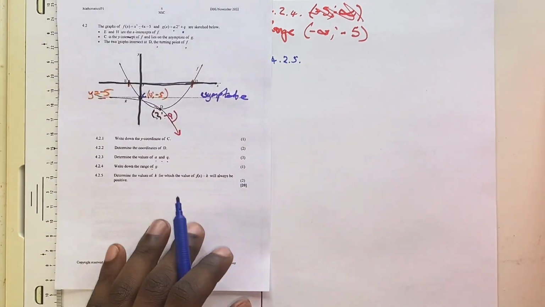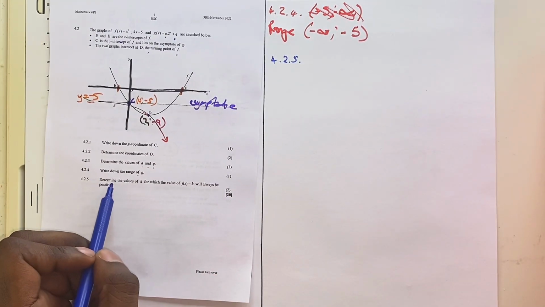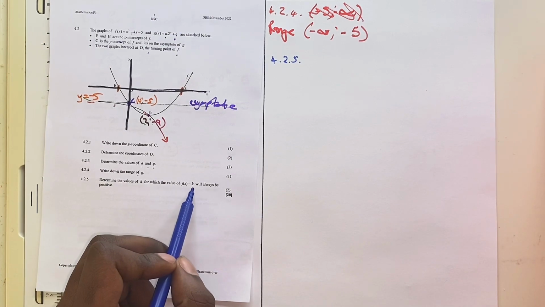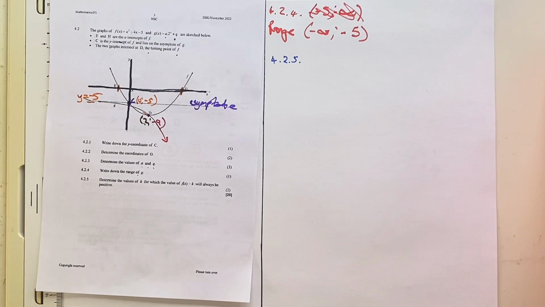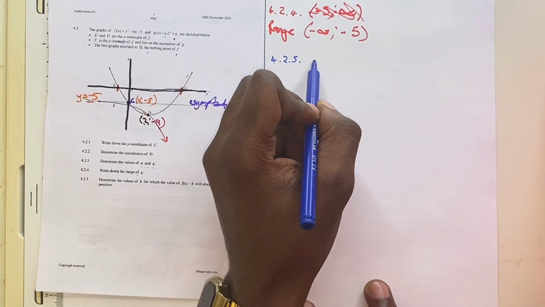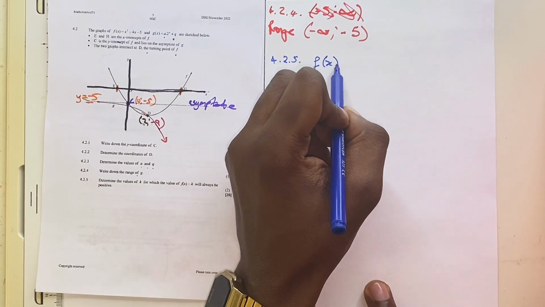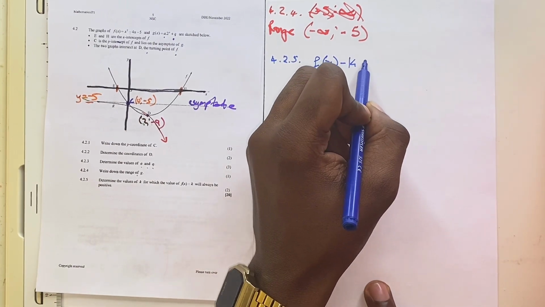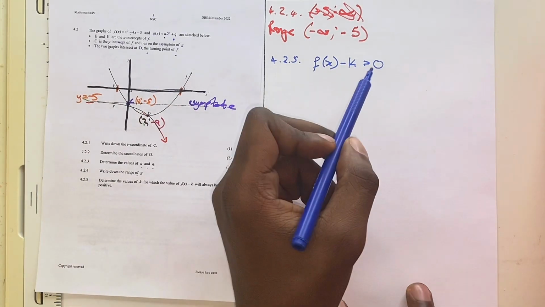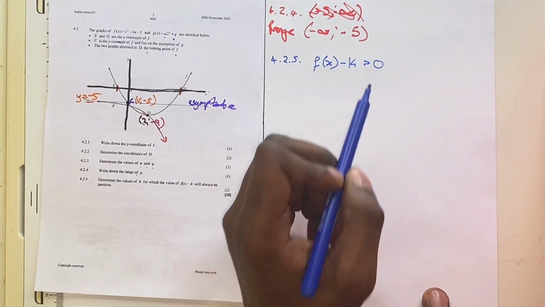4.2.5. Determine the values of k for which the value of f at x minus k will always be positive. Let's write that down mathematically. We are looking for values where f at x minus k will always be positive, so they will be greater than 0. What are the values of k where this is possible?